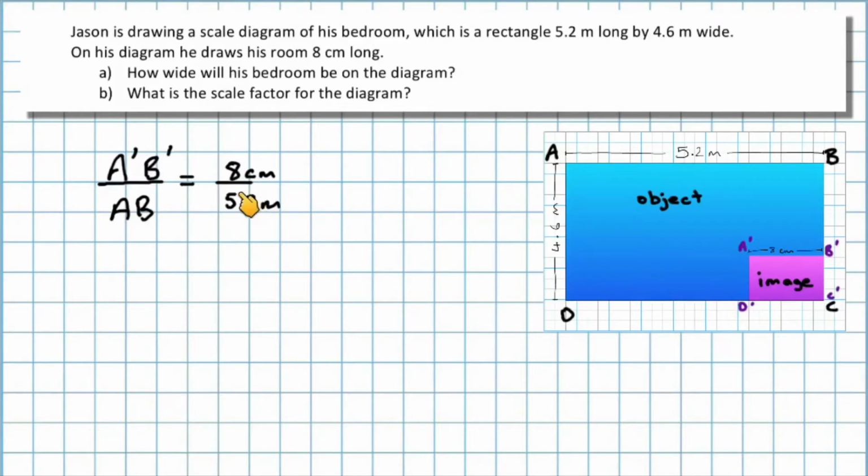I know that the image is 8 centimeters because it tells me on the diagram he draws his room 8 centimeters long. And the original room is 5.2 meters in length. Now I have to either convert centimeters to meters or meters to centimeters, and I'm going to do the latter. So I've got 8 centimeters over 520 centimeters, and I can simplify that to 1 over 65.